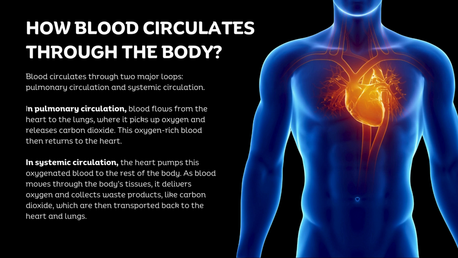How blood circulates through the body. Blood circulates through 2 major loops: pulmonary circulation and systemic circulation. In pulmonary circulation, blood flows from the heart to the lungs, where it picks up oxygen and releases carbon dioxide. This oxygen-rich blood then returns to the heart. In systemic circulation, the heart pumps this oxygen-rich blood to the rest of the body. As blood moves through the body tissues, it delivers oxygen and collects waste products like carbon dioxide, which are then transported back to the heart and lungs.